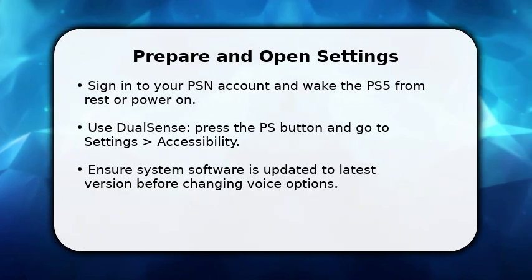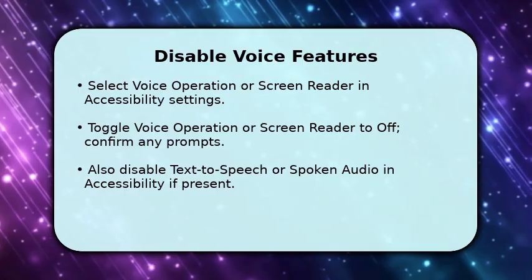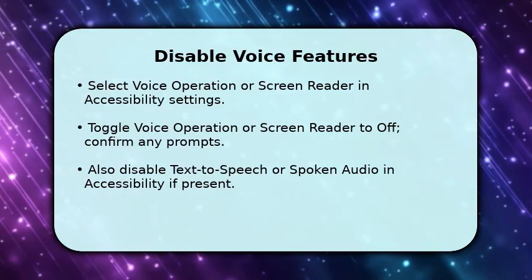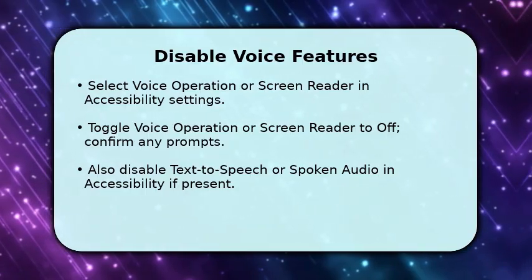Now you'll turn the feature off. Find voice operation or screen reader and select it. You'll see an on/off toggle. Choose off and confirm any prompts so the system stops announcing menus and selections.